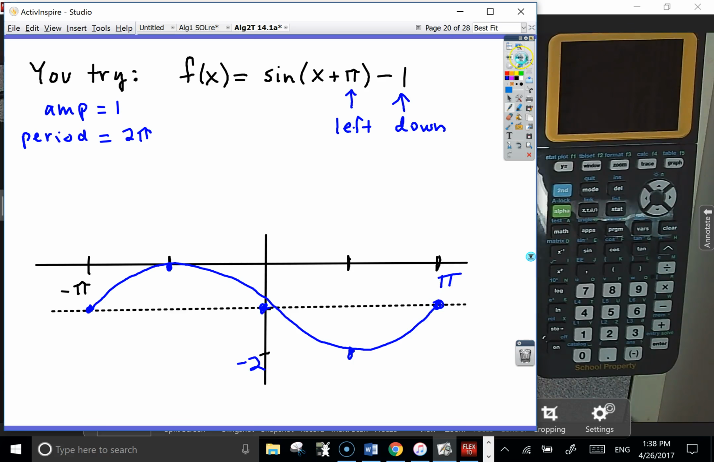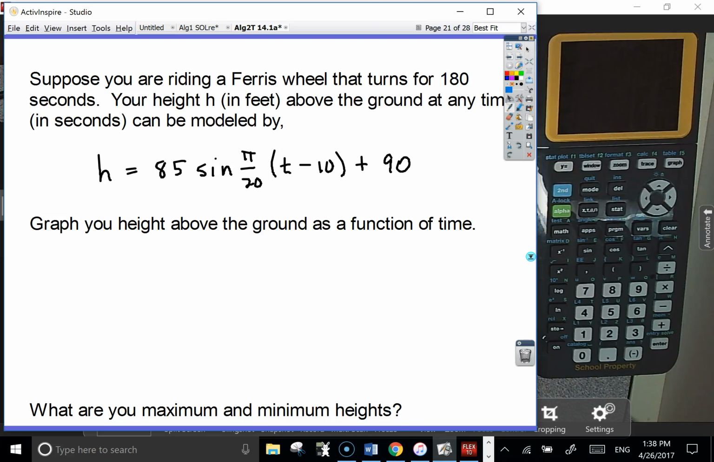Here we go. So, suppose you're riding a Ferris wheel that turns for 180 seconds. Your height h above the ground at any time in seconds can be modeled by, right, and there's the function. Graph your height above the ground as a function of time.